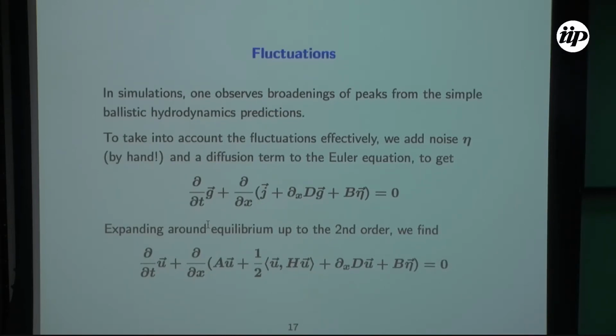Then if we consider a situation in which the density and so on are almost constant, we try to expand these variables around this equilibrium situation. If we take it up to first order, then the equation is linear, but this is not enough to describe these broadening fluctuations. So then we take it up to second order, like this. Then this now becomes a nonlinear equation.